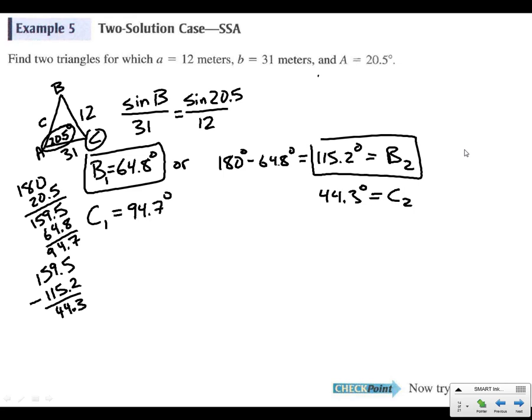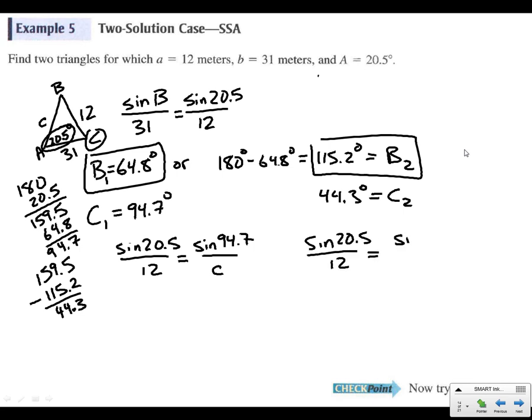Okay? And then we have to go ahead and find side C. So let's go with our original here: sine of 20.5 over 12 equals the sine of 94.7 over C. We have to set it up over here for the other possible angle C: sine of 20.5 over 12 equals the sine of 44.3 over little c.